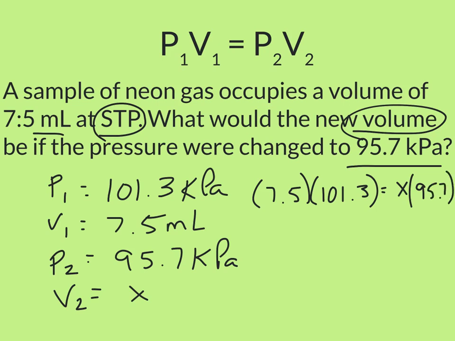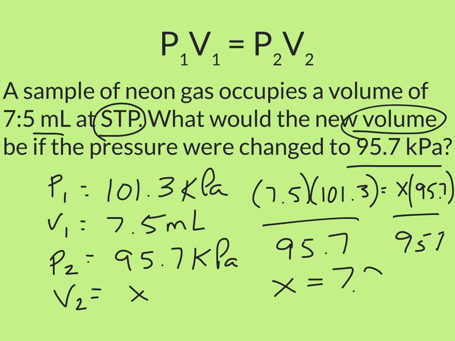To solve for X, I'm going to divide both sides of my equation by 95.7. So 7.5 times 101.3 divided by 95.7 will give me 7.9 milliliters. I know I want my unit to be milliliter because that's the unit of my other volume.